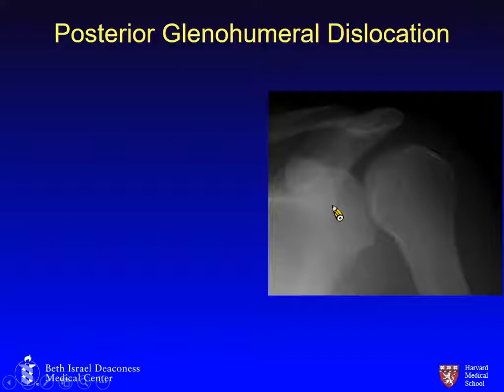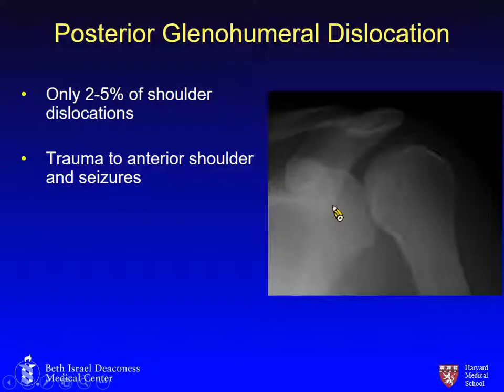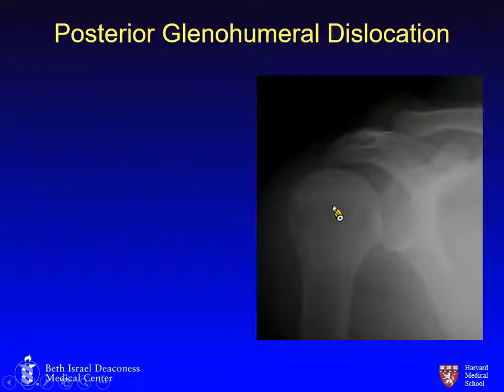Posterior shoulder dislocation. This is something that is very commonly named as a problem in lawsuits. It's not that common compared to other shoulder dislocations, and it's usually due to either anterior trauma to the chest or seizures. But the major problem is that we miss 50% of posterior shoulder dislocations if you just do the radiographs. So, a couple of tips to look for the posterior shoulder dislocation.